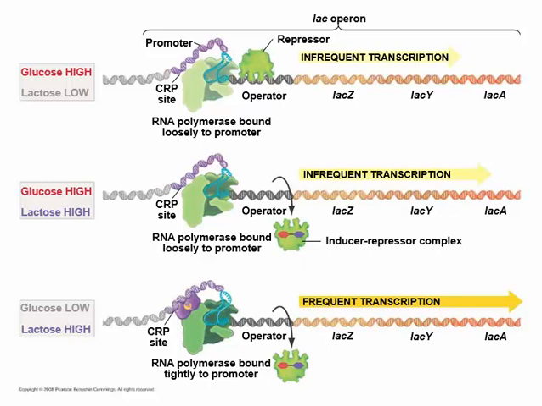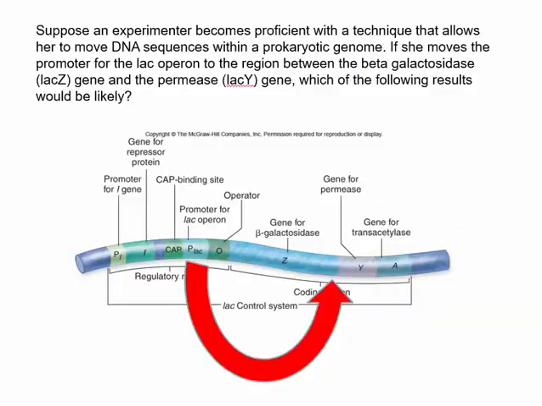Okay, so here's another scenario. Suppose an experimenter becomes proficient with some genetic engineering to move some DNA sequences around. And what she does is she moves the promoter of the lac operon to a spot between the lacZ and lacY genes. Those code for the beta-galactosidase and permease proteins. What will happen?